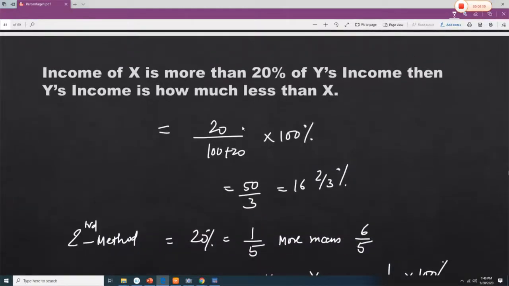let's say the income of X is more than 20% than Y. So more than 20 means 20, more means plus. So 50 divided by 3, it is 16.23%.